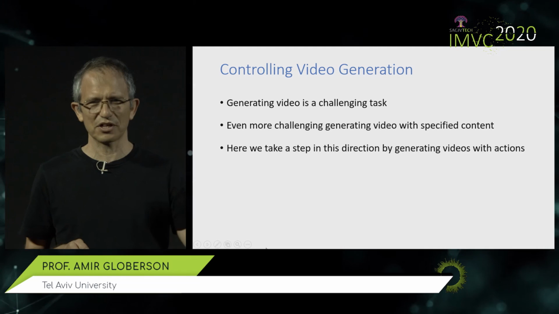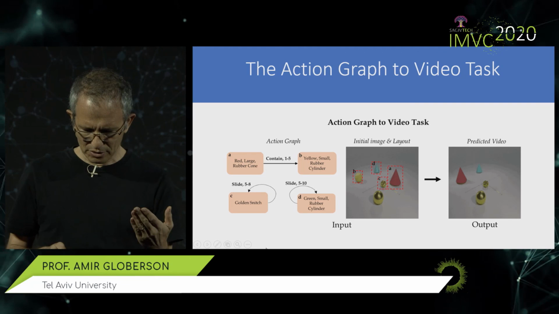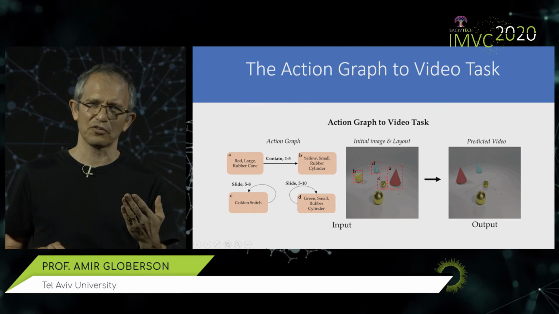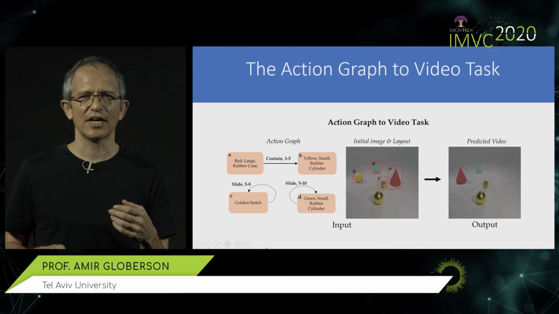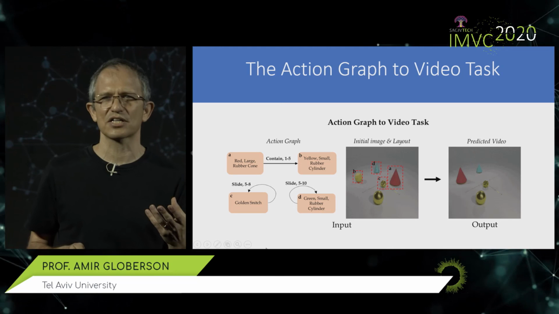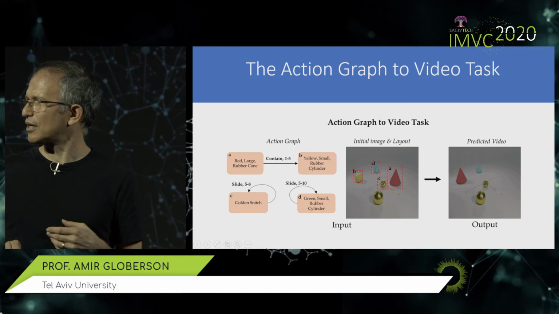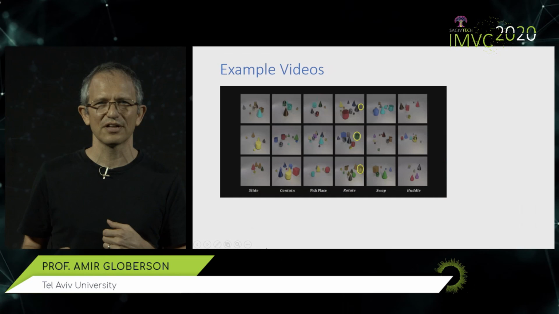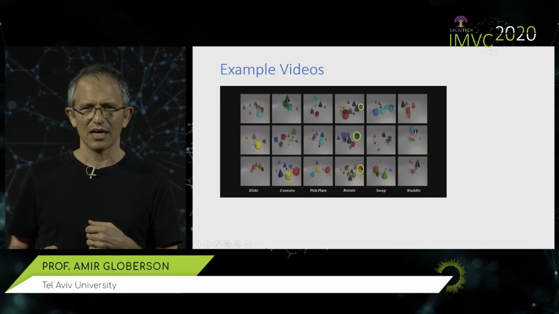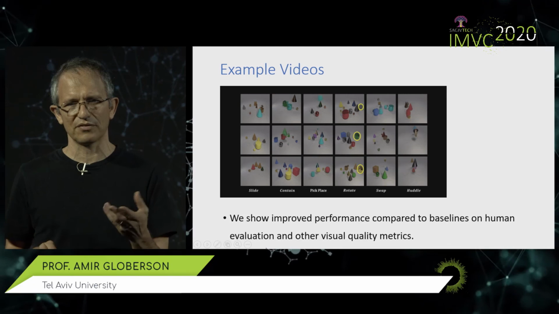So our goal was to make initial steps towards this direction, and we formulated what we referred to as the action graph to video task, namely where the way you specify the desired content of the video is via a set of objects and the actions they perform, along with the times where these actions are performed. Okay? Right, and this is what we want to do. And basically, we proposed an approach to this using a notion of clocked edges, and this works quite well in generating novel content. And you can go to the paper for details. And we evaluated this and compared to various benchmarks, also human evaluation and quality metrics, and it works quite well.